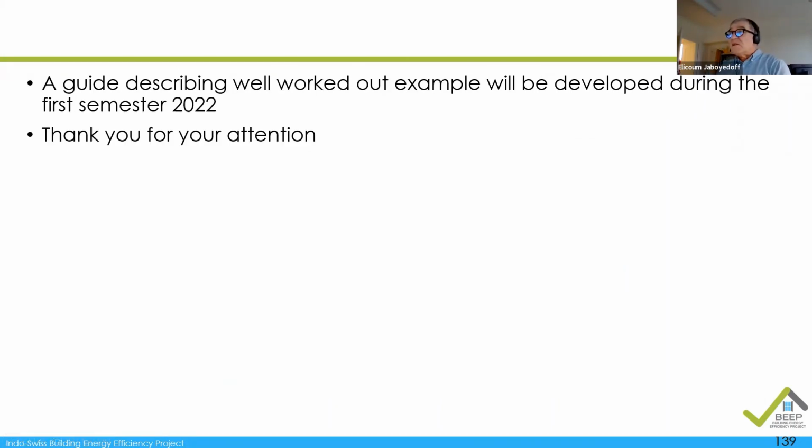So thank you for your attention, and we are going, of course, to finalize work which is already ongoing about a user guide with well worked out examples to show how people can go through the process from, let's say, block level down to internal flows. So thank you for your attention.